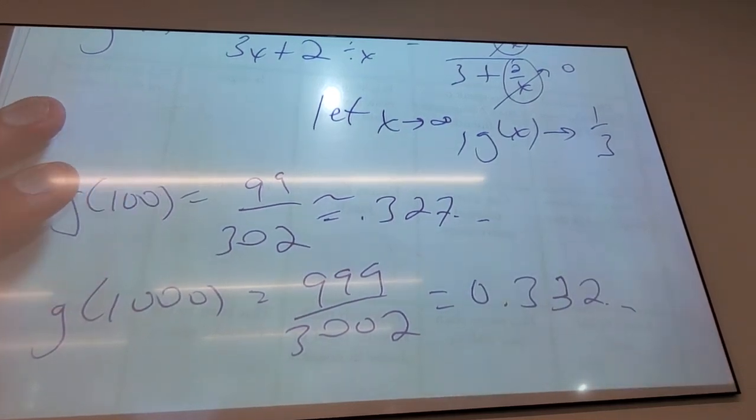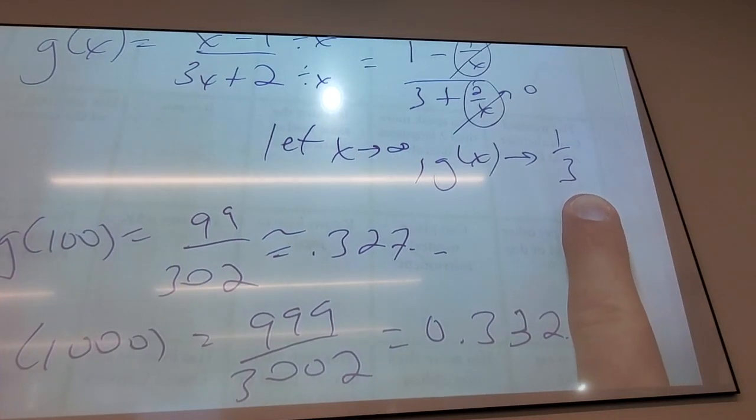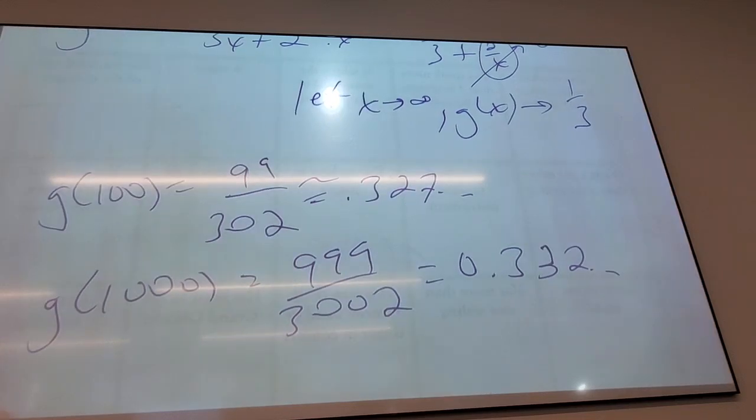And if I kept going, in fact, what is 1/3 as a decimal? Do you guys see how this is approaching 0.33333333? If I kept going, yes. Okay, let me stop.